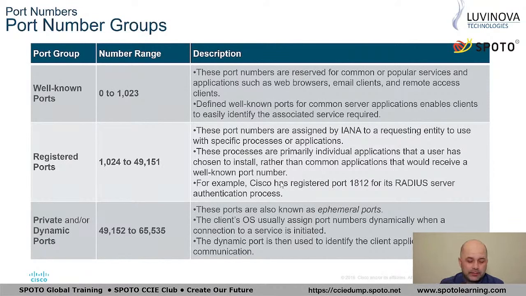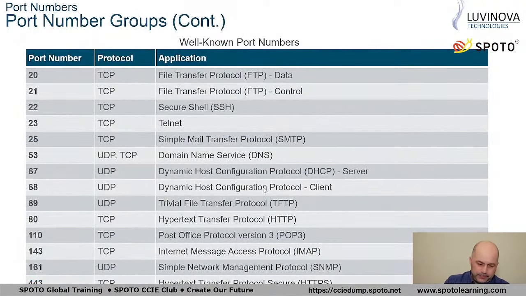Because 1,024 is not possible to memorize, we have to memorize around 30-40 ports which are often used. For example, port 20, 21, 22, 23, and etc. But what is the information behind those ports? Port 20 and 21, it's a file transfer protocol application which transfers files.